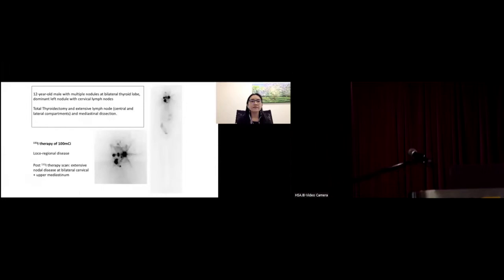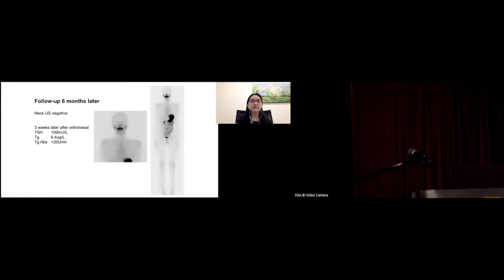Another case is a 12-year-old male with multiple nodules at bilateral thyroid lobe, dominant left nodule with cervical lymph nodes. Total thyroidectomy and extensive lymph node central and lateral compartment dissection was performed, and mediastinal dissection as well. So 100 millicurie was given in view of the local regional disease. Post-therapy scan showed extensive nodal disease at bilateral cervical and upper mediastinum.